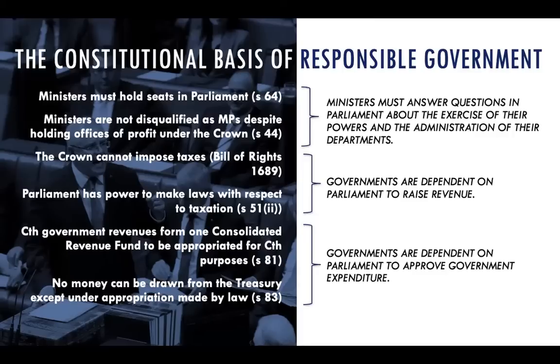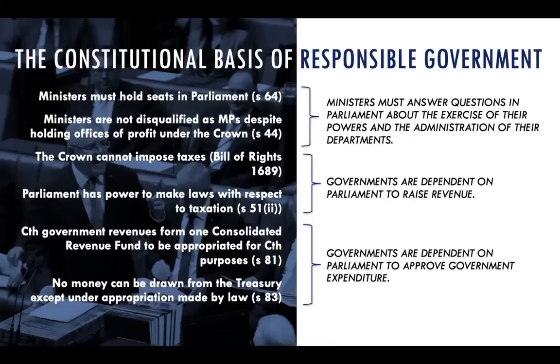Another way in which we see the principle of responsible government is in the limitation placed by the executive to raise revenue without the approval of parliament. So look, this comes from the Bill of Rights, but it's also present in section 51(2) of the Australian Constitution.